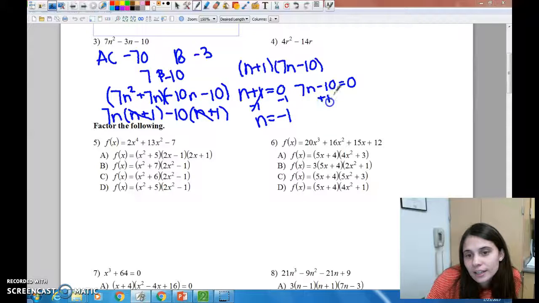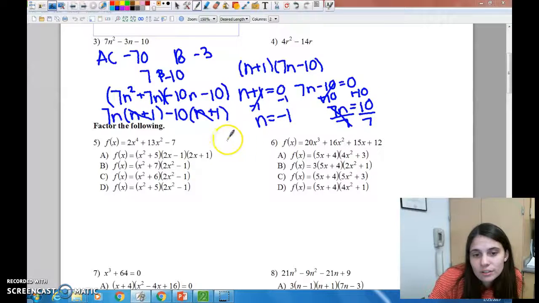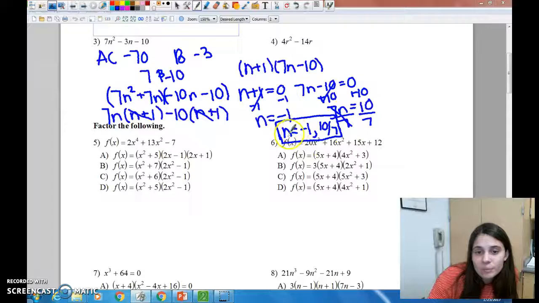Over here, I can add 10, so I have 7n equal to 10, and then to get rid of the 7, I'm going to divide both sides by 7, and n equals 10 over 7. So in this case, n equals negative 1 and 10 over 7. And again, the reason I'm going this far is because the instructions say to factor and to solve. So if we're solving, we want to get the variable by itself.